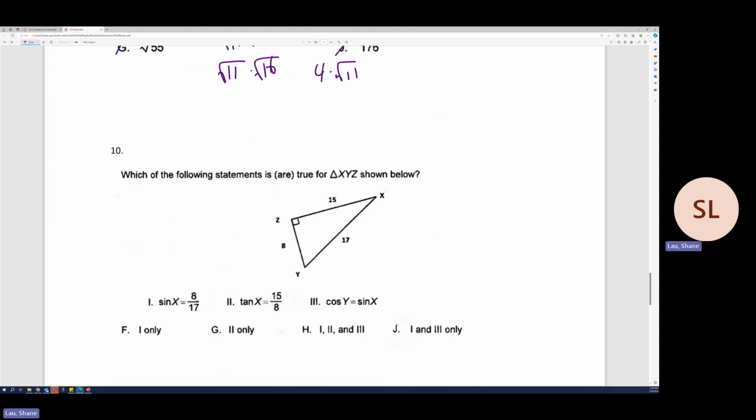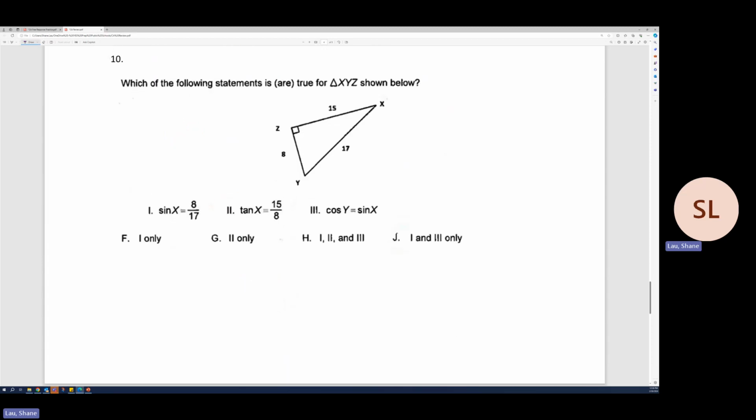Okay. I'm going to move it along a little bit faster now. We have about 4 more problems left. I'll have to finish the third set of review problems later, just because I don't have enough time for it today. Which of the following statements are true for triangle XYZ shown below?